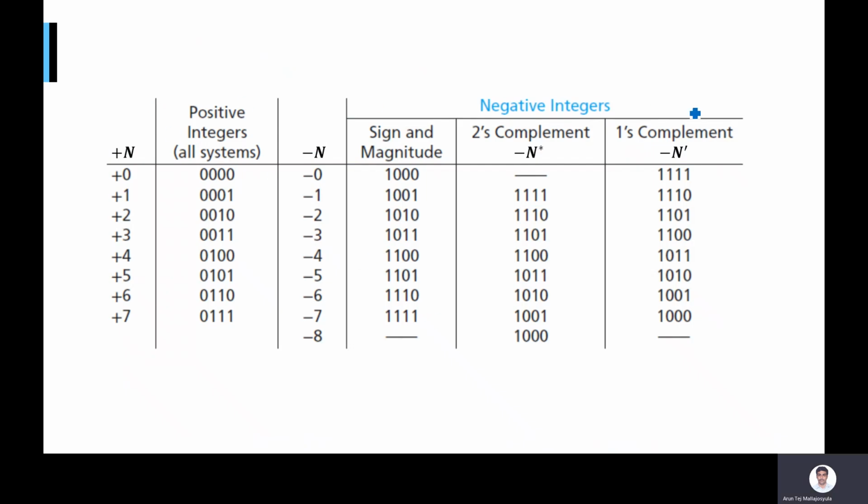So this is the summary of all the negative integers. Positive integers are the same for all the representations. Negative integers are completely different. Okay, you can see sign magnitude, 2's complement, 1's complement. These are all given in one place for your easy reference.